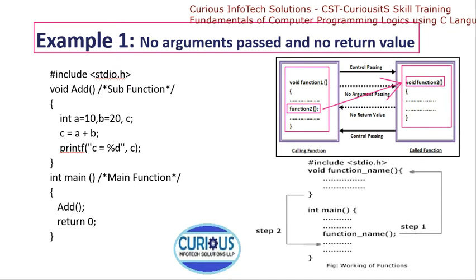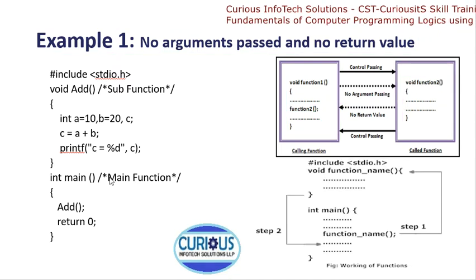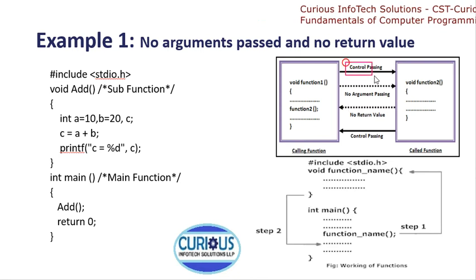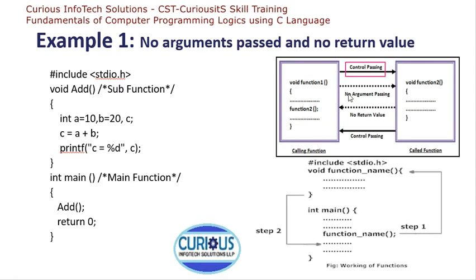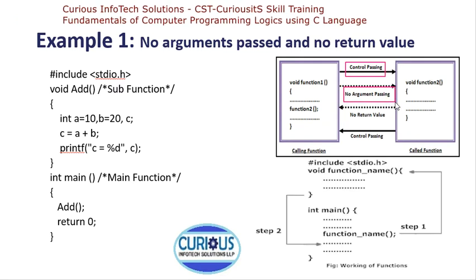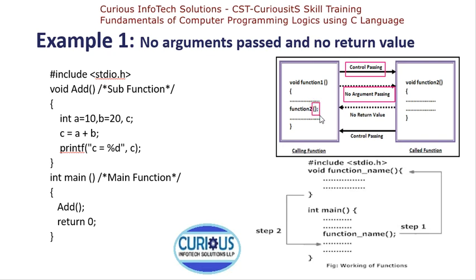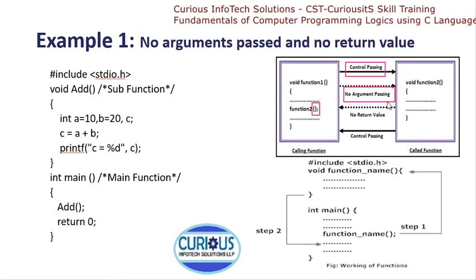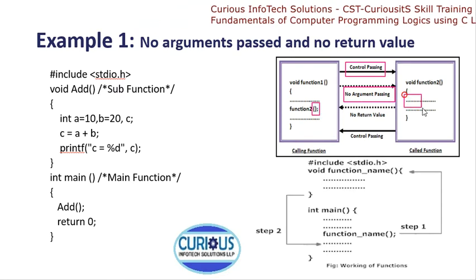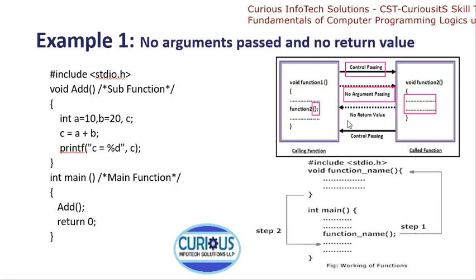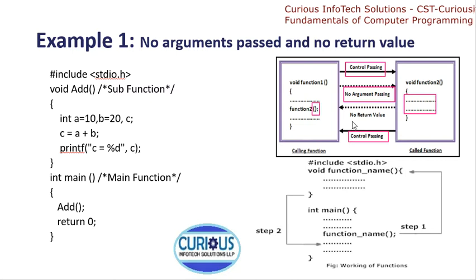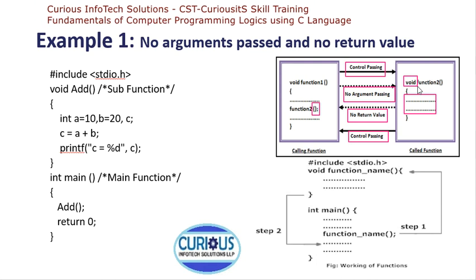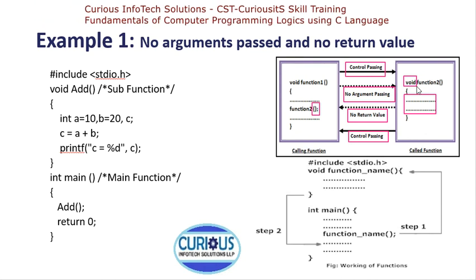Now how are we doing all this? See, very first we will pass the control, control will pass first, but there is no argument. No argument means, see, in this type of parenthesis there is no parameter, so no argument is there. Now whatever is written here you have to execute and come back. So first pass the control and then no return value. Why no return value? Because here you are using void. This void represents no return value.